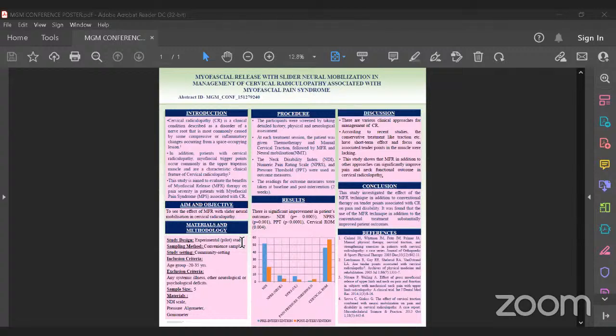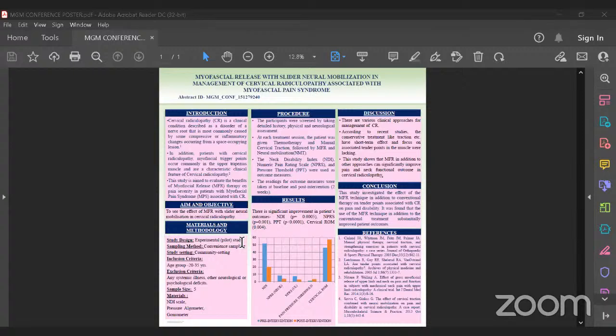It was an experimental pilot study. Convenient samples were taken in community settings, in participants aged 35 years. Exclusion criteria were any systemic illness, biological or psychological disease. The neck disability index scale, pressure algometer for pain pressure threshold, and range of motion were used. Participants were assessed by detailed history and neurological examination. Treatment sessions were given thrice a week.